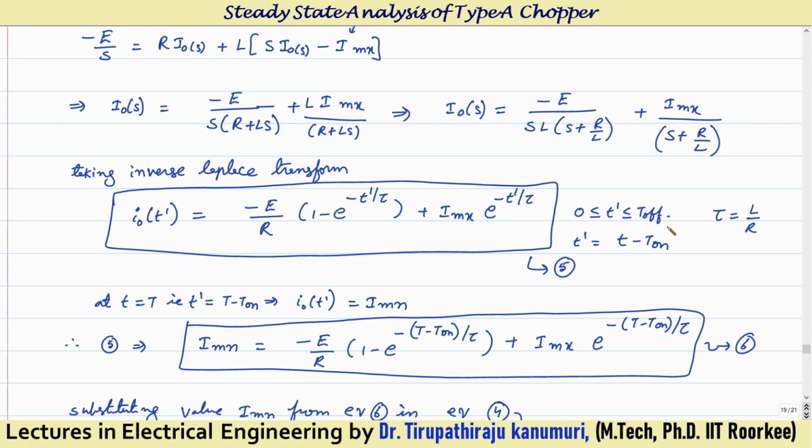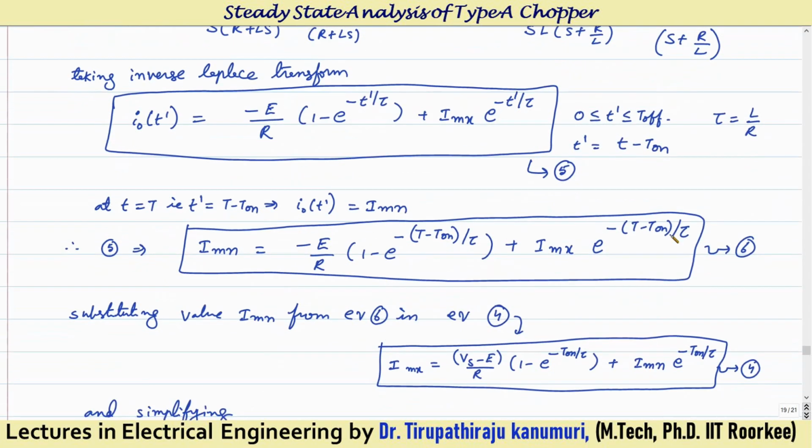In between these 2 points it is varying, and the value of tau is nothing but the time constant, that is L by R of your load. Here remember, T dash is nothing but T minus T on. So at T dash equal to T minus T on, at this instant we know that I naught of T dash is nothing but the minimum value, because in the final condition it is the minimum value. At T dash equal to T off, that is T minus T on, I am just substituting in this equation.